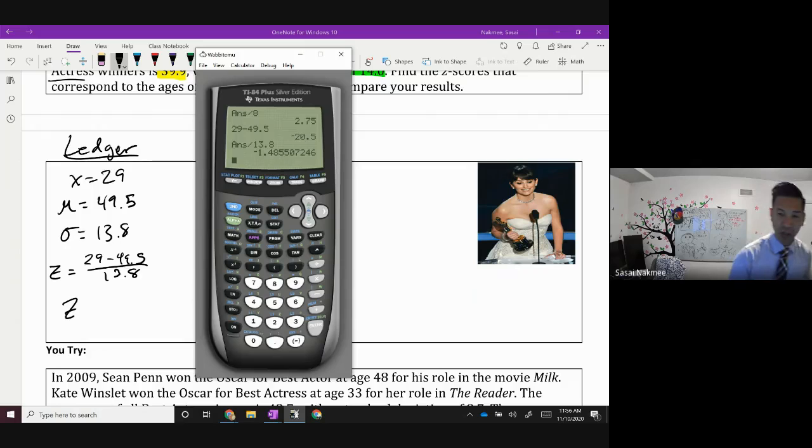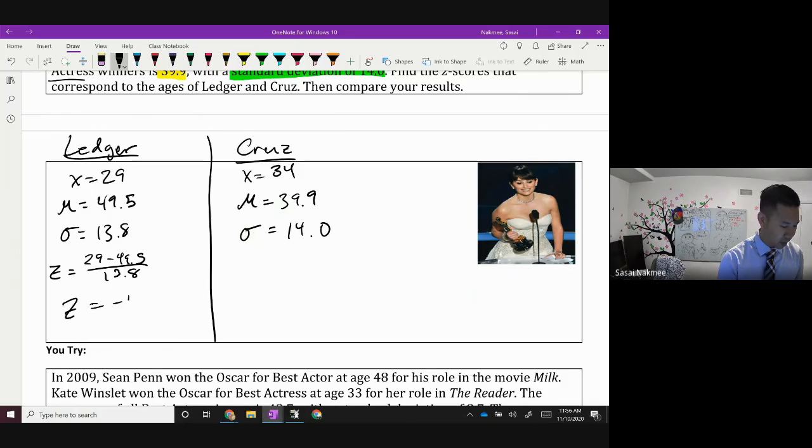He has a z-score of about negative 1.485. I'm going to round that to negative 1.49. And then he's younger, right? But 1.49 isn't that much younger. It's just a little bit younger. Not that much more.